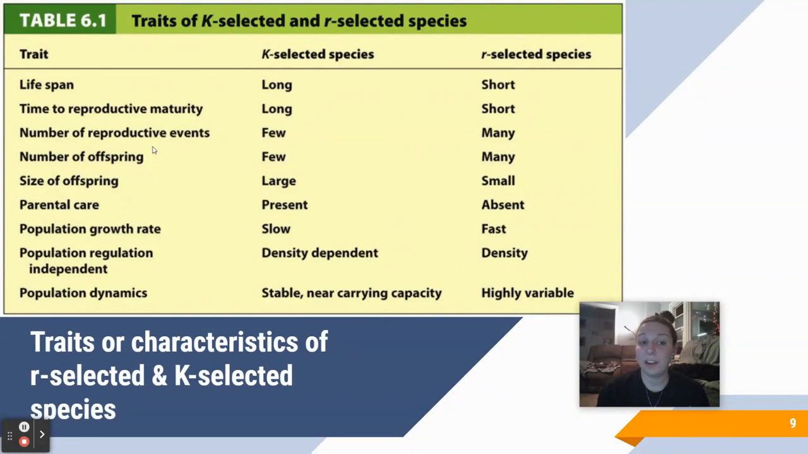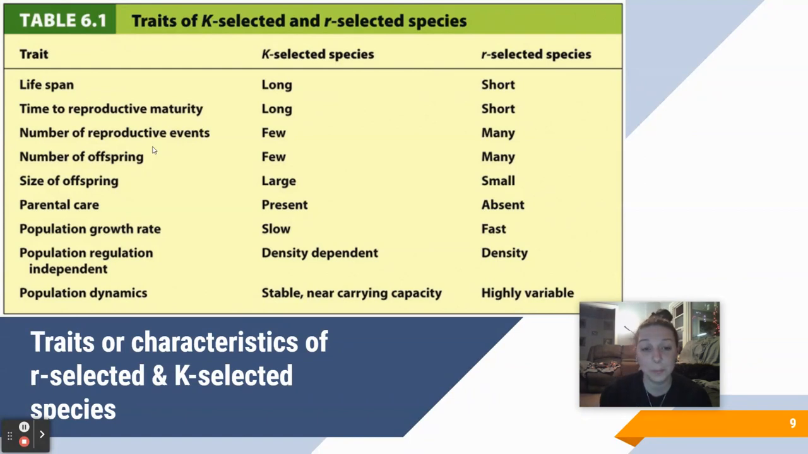Our population regulation for our K selected is going to be density dependent. So the more offspring there are currently alive and born in a population, the less offspring they will continue to have. Whereas with our R selected, it doesn't matter if a rat just had a litter of 8, 10, 12 pups, it's going to continue to reproduce.